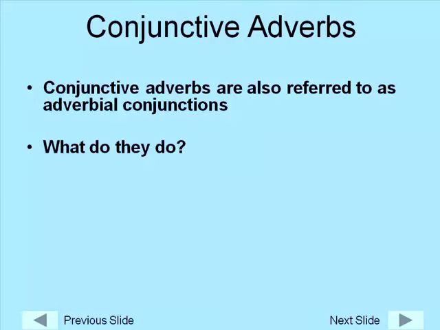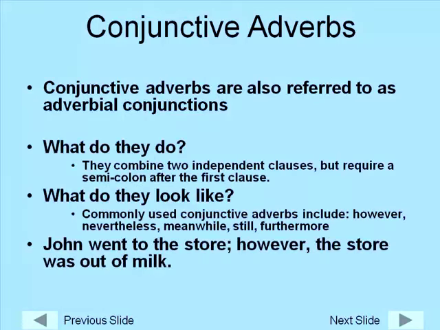Okay. The next way that we can combine two independent clauses is by using what we call conjunctive adverbs. And conjunctive adverbs are words like however, nevertheless, therefore. And these words seem a lot like the coordinating conjunctions, the for, and, nor, but, or, yet, so. But they are a slightly different kind of word, and they are punctuated differently. They combine two independent clauses, but instead of using just a comma, now we're going to need to use a semicolon and then a comma.